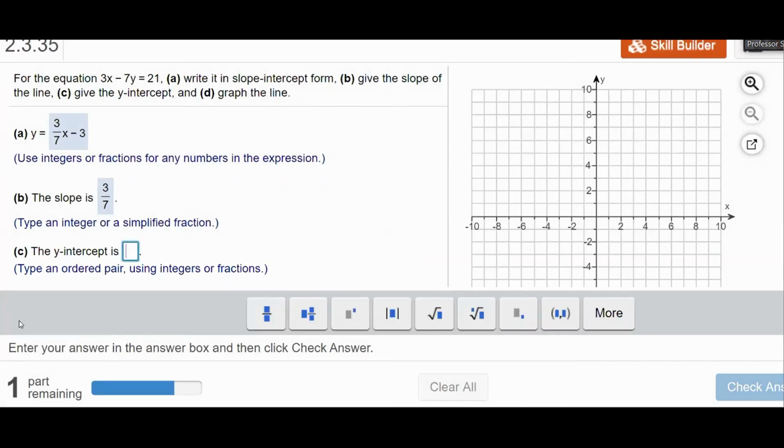Again, they want an ordered pair. If they only wanted the negative 3, they would say the y-coordinate of the y-intercept. But no, they said, what's the y-intercept?